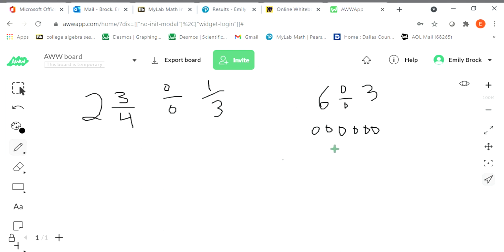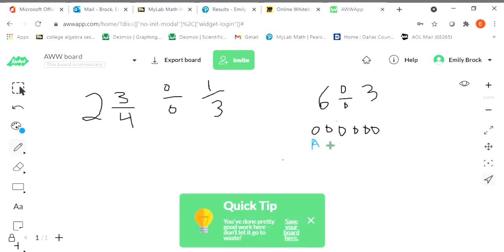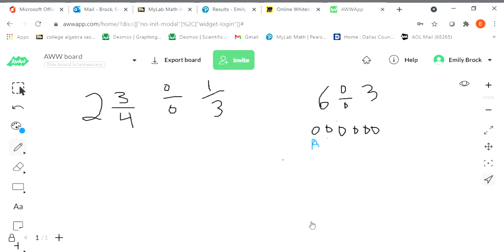So 6 divided by 3 means I need to break this up evenly amongst 3 people. So let's see. You can see that it would go like that. Now, if you're not sure, another way to do it would be to take your 3 people. Let's call them A, B, and C. A gets 1, B gets 1, and C gets 1.